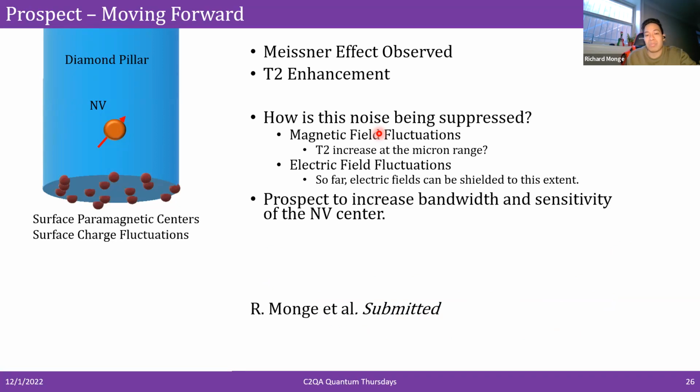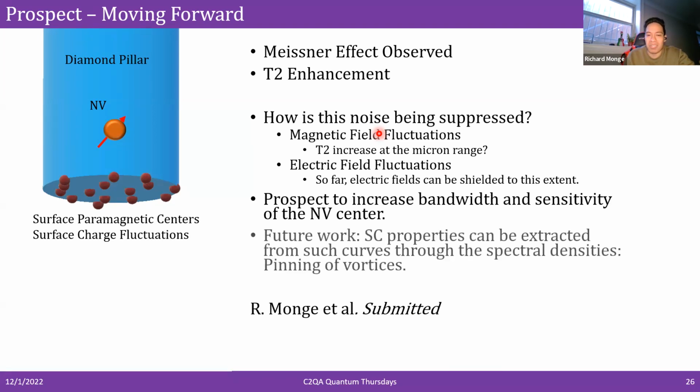So this brings prospects to increase the bandwidth and sensitivity of the NV center, because now we can think of ways to terminate the surface of the diamond. Maybe we can deposit a thin film of metal on the surface of the diamond and increase the T2. But this gives us some insight of how all of these dynamics work.